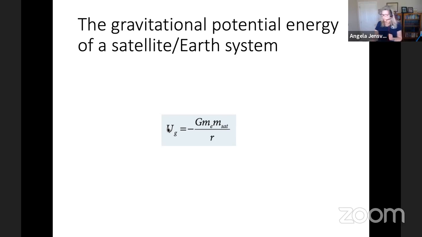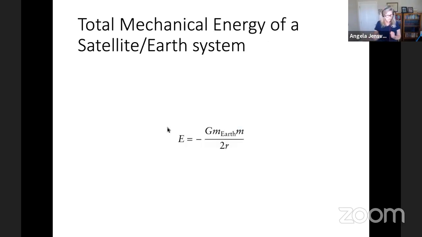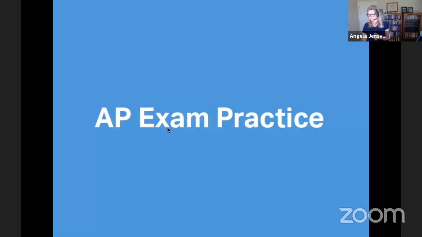And then the total mechanical energy of the satellite-Earth system, that was just a simple algebraic derivation we did. After the really tough potential energy, we added it to the kinetic energy to get this. So it's inversely proportional to the orbital radius, and it's negative because it's a bound system.